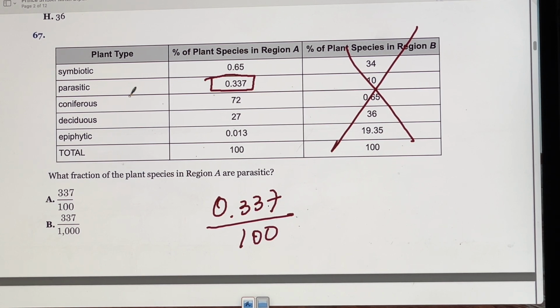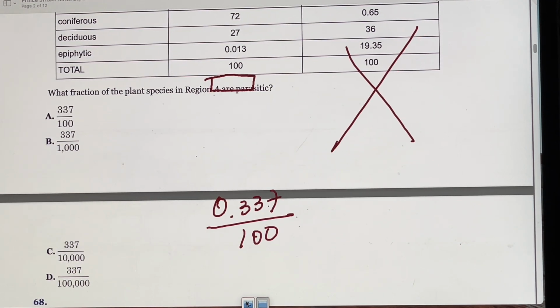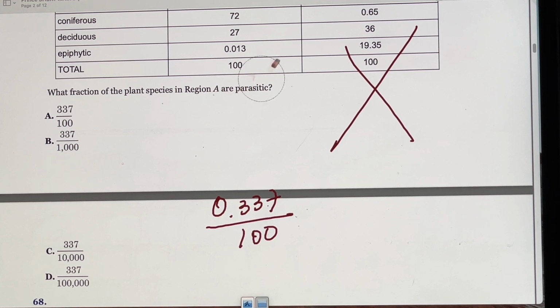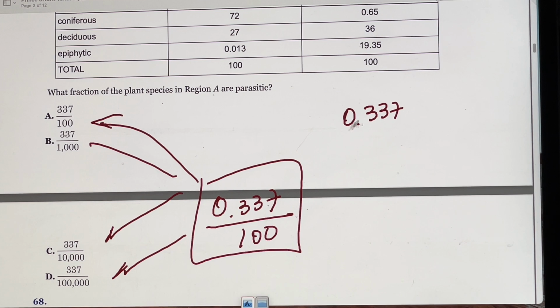But if you look at your multiple choice, none of your multiple choice has a decimal in your numerator, right? So we need to rewrite this so it looks like one of these four, right? So 0.337 over 100 is the correct answer, but they just want you to rewrite that so that there are no decimals in the numerator.